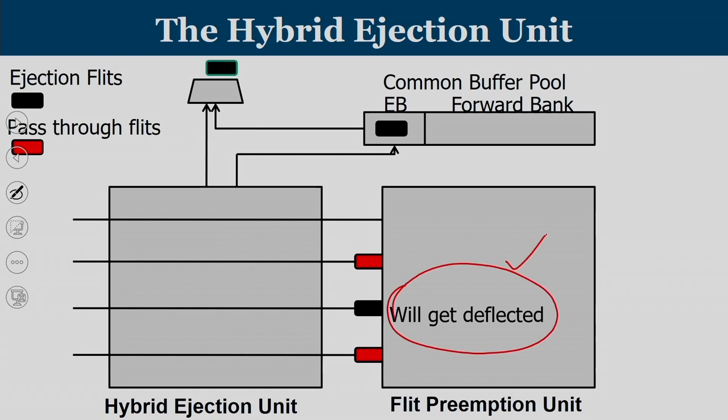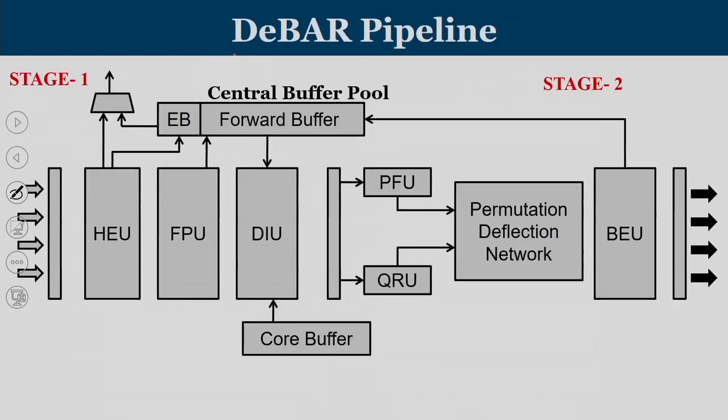And we have found that such a scenario will happen very rarely, in less than 0.025 of cases, because in two consecutive cycles, we should get flits that are destined for the ejection core. So, this is how the hybrid ejection unit works. We have only one ejection port, but it could potentially handle two flit removals on average, and with one port we are actually managing it.